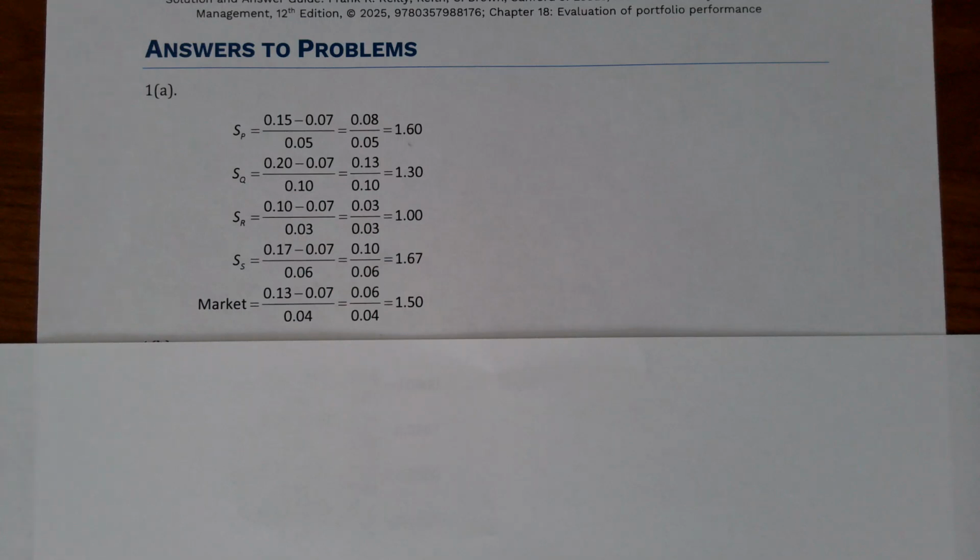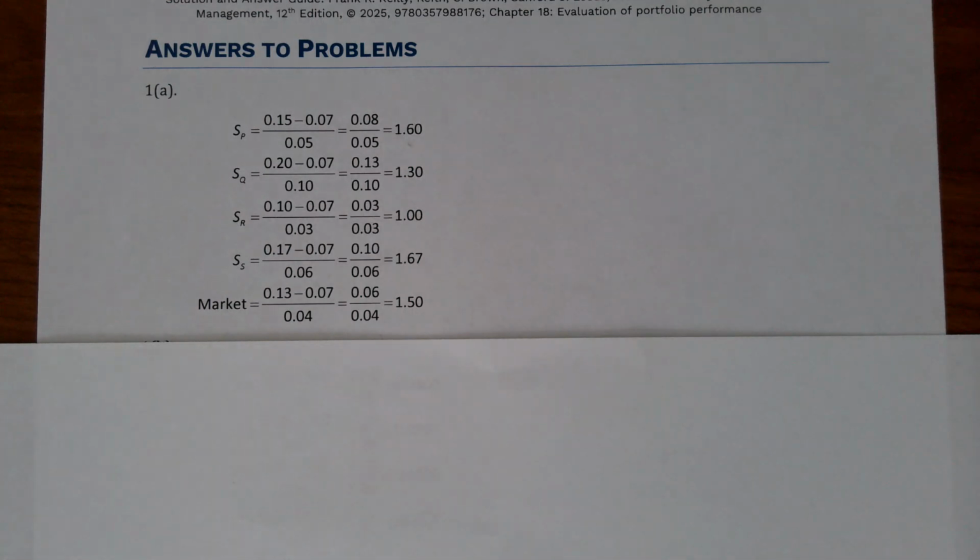All right, so in number one, they give you portfolios P, Q, R, S, and they give you market portfolio information in the textbook. They hand you the returns, during the period under consideration. So these are the average returns during the time period. Then they hand you the beta coefficients, which is the measure of systematic risk in the table. And then they give you sigma, which is a measure of total risk in the table.